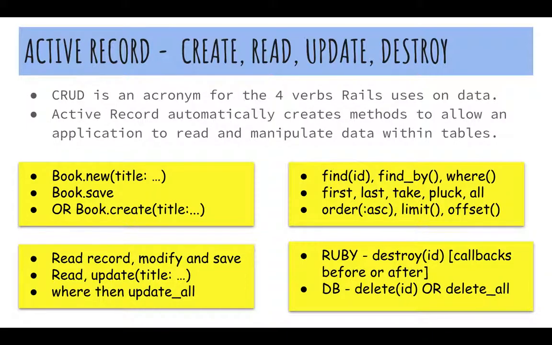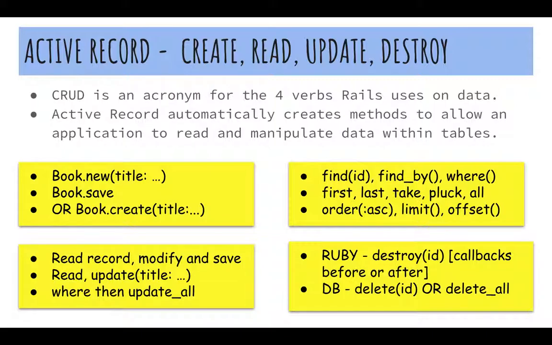And limit gives us whether we want one or two instances from the database. And offset, you can actually start your request from, say, one entry in, and offset allows you to do that.